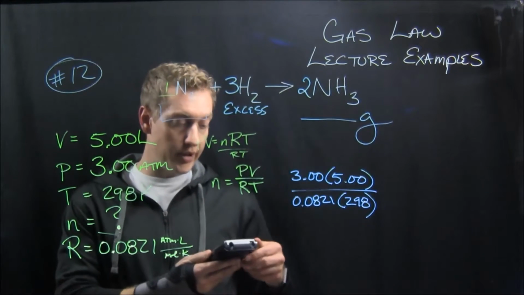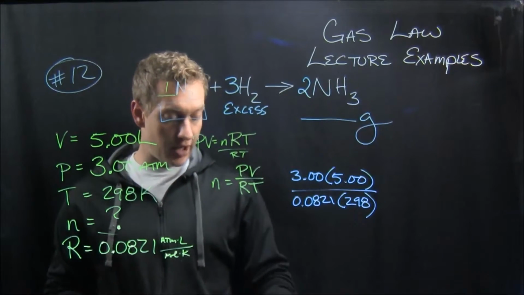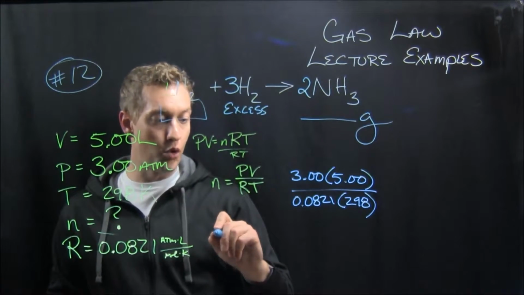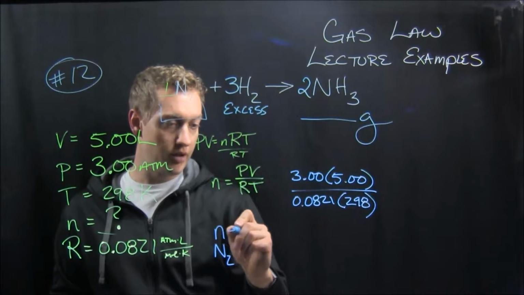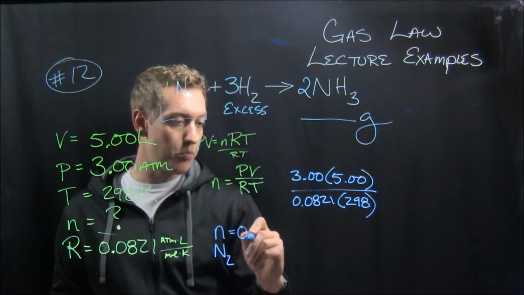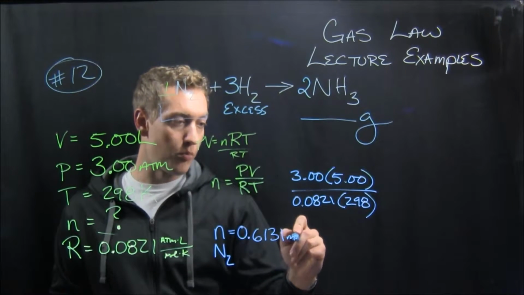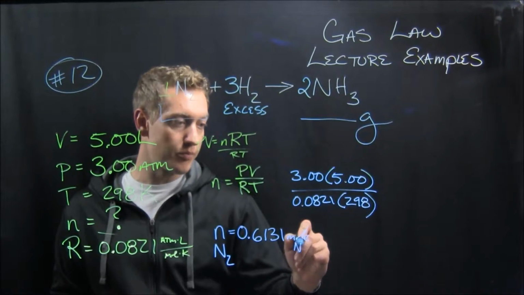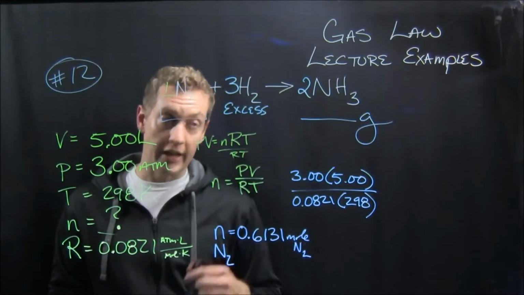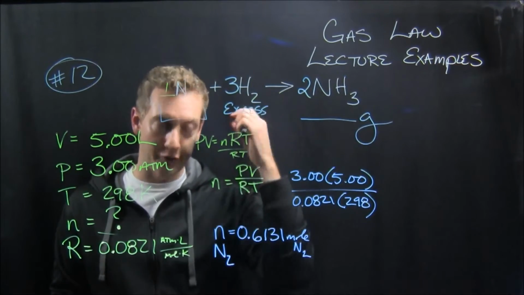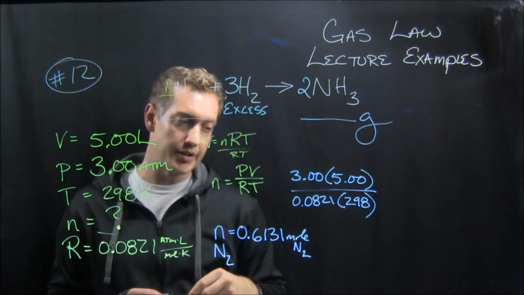I got 0.6131. So that comes out moles of nitrogen equals 0.6131 moles of N2. So that's complicated, but that's our first step in the stoichiometry problem. Find moles of the given substance.